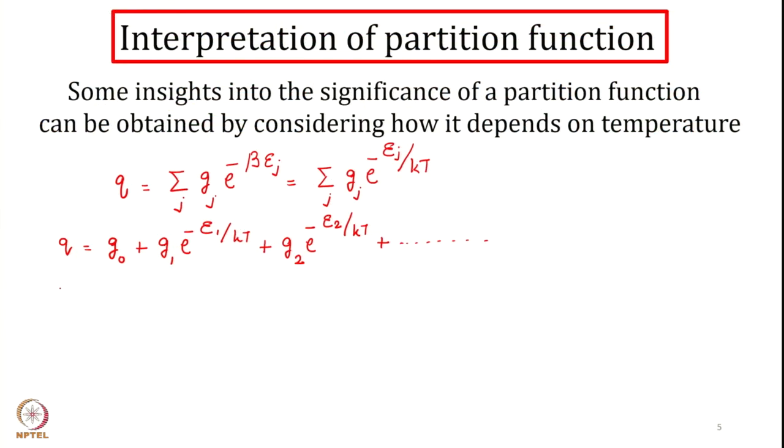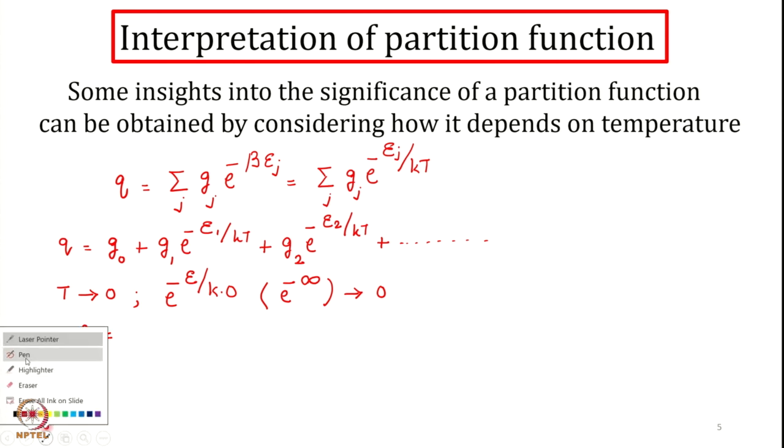First extreme is when temperature approaches a value of zero. When temperature approaches zero, exponential minus any E upon k into zero. What is this? This is exponential minus infinity. This will tend to a value of zero. So then, what will be the value of Q? All other terms will disappear. This term will disappear, this term will disappear, all other terms will disappear. So what will remain is only the first term.